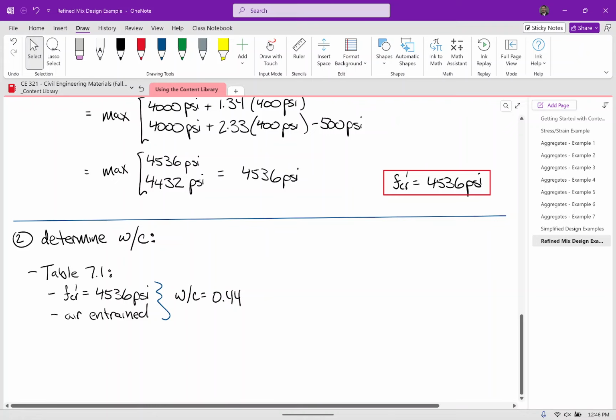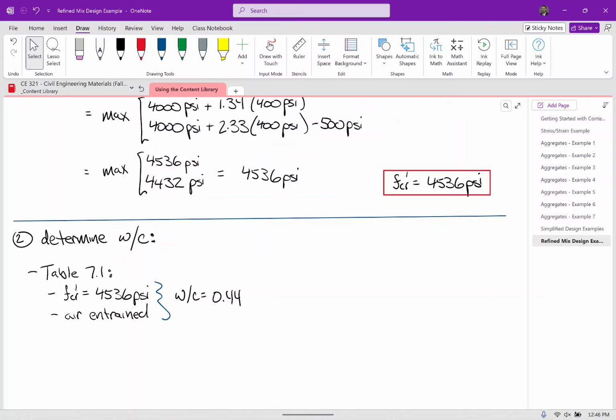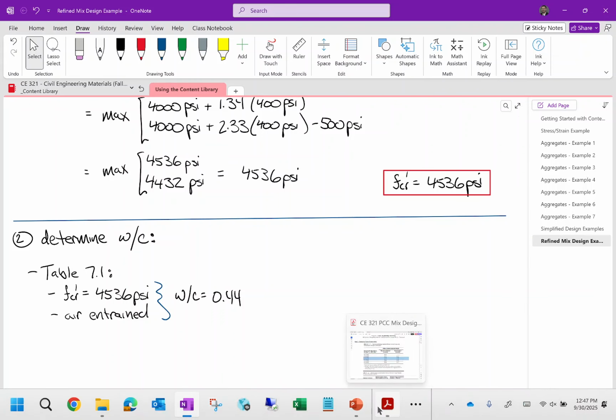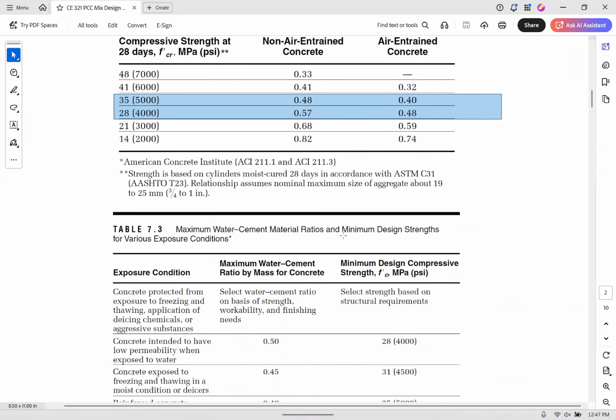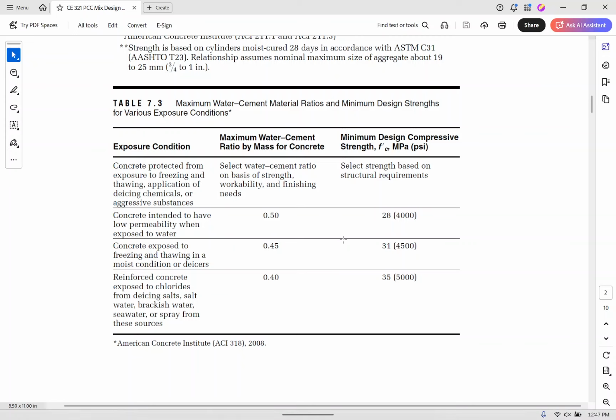But we also have to check the other 2 expressions, the other 2 tables. So what's the deal with the other 2 tables? Let's take a look at 7.3. Table 7.3, maximum water cement material ratios and minimum design strengths for various exposure conditions. Essentially what the American Concrete Institute is saying is, I don't care what you've got over here, these are your maximums based on given exposure categories. So let's take a look at our exposure condition. We have 1, 2, 3, 4.